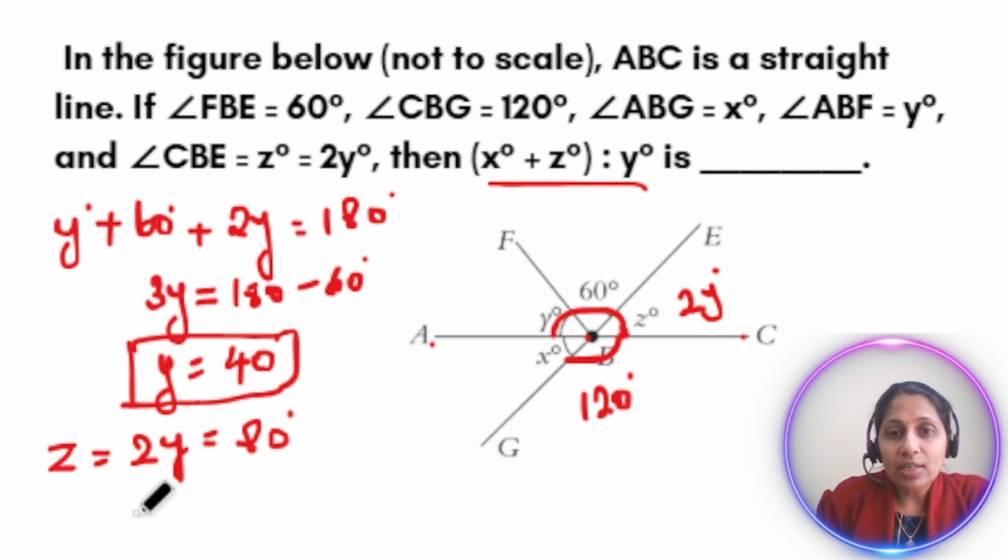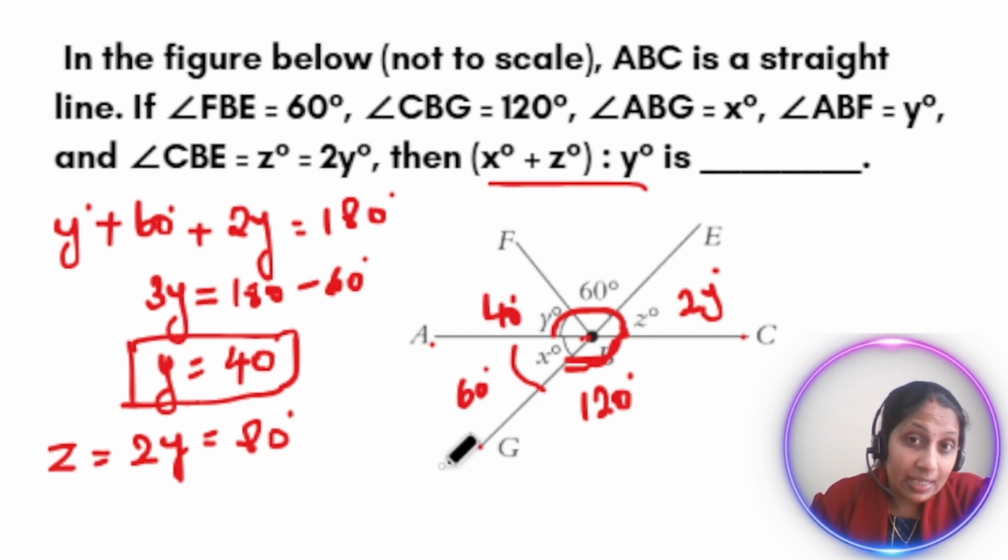Now coming to the X angle. What is X? If Y is 40 degrees, and this side is 60 degrees, as you know again, GBE is also a straight line. Or otherwise you can take ABC is a straight line. This side is 120 degrees. So obviously X should be 60 degrees because of the linear pair.